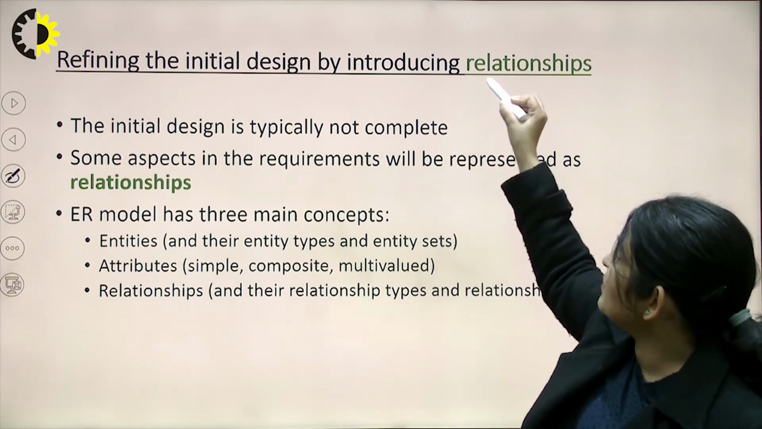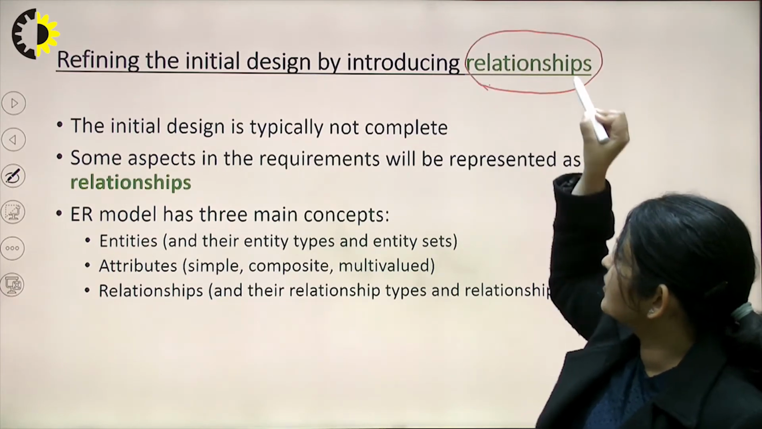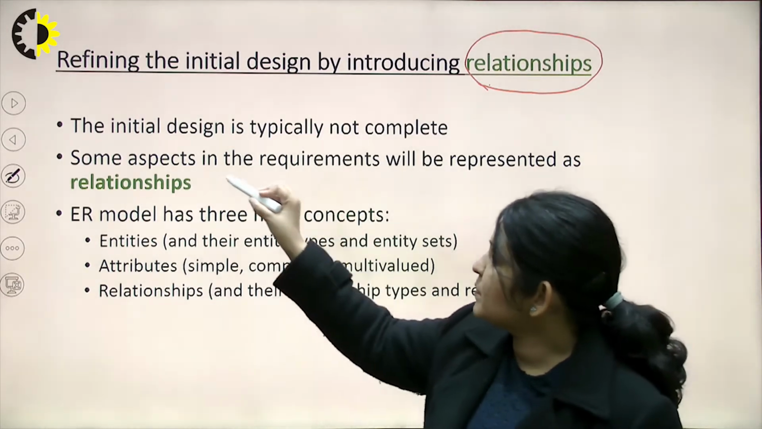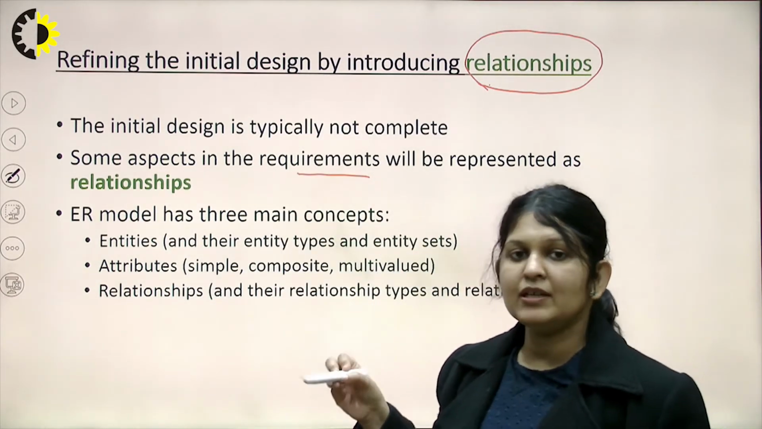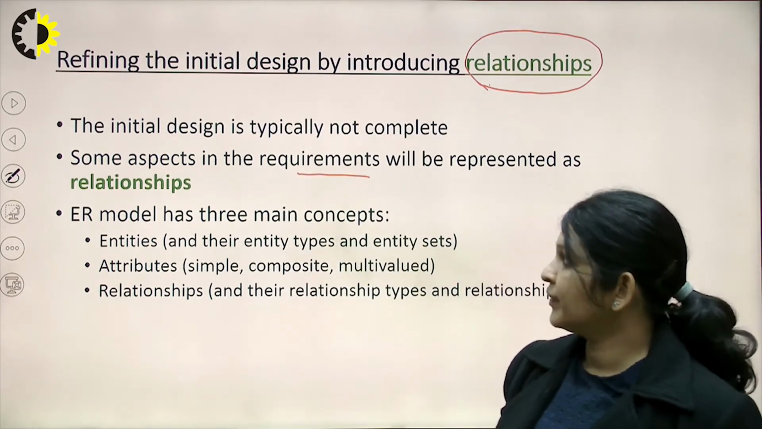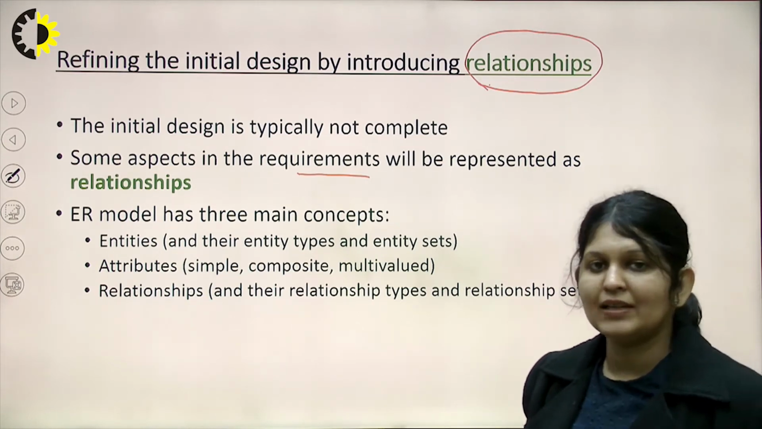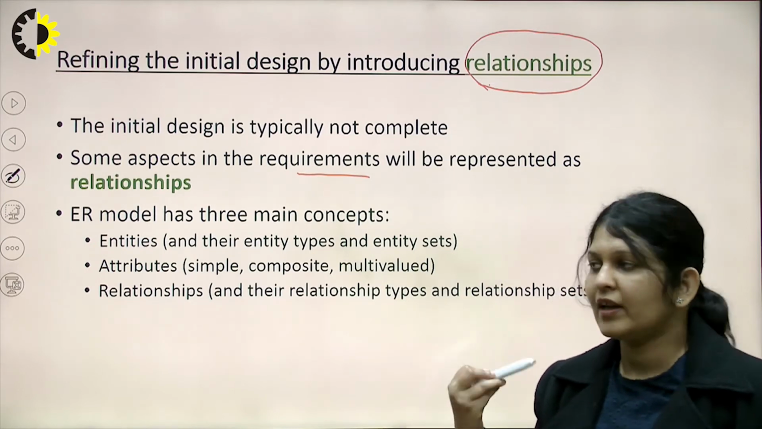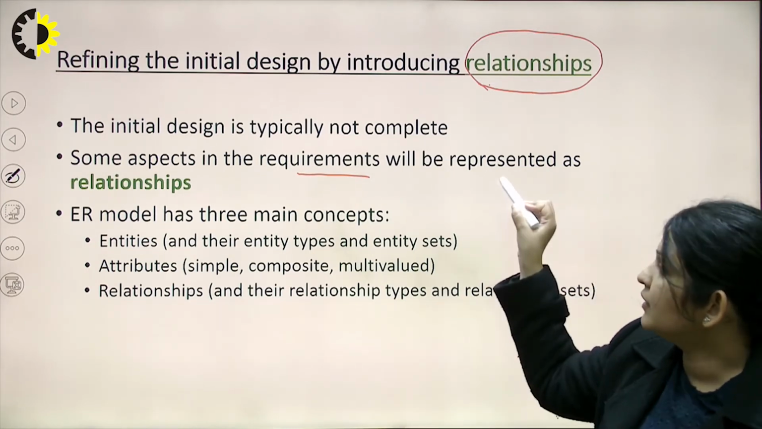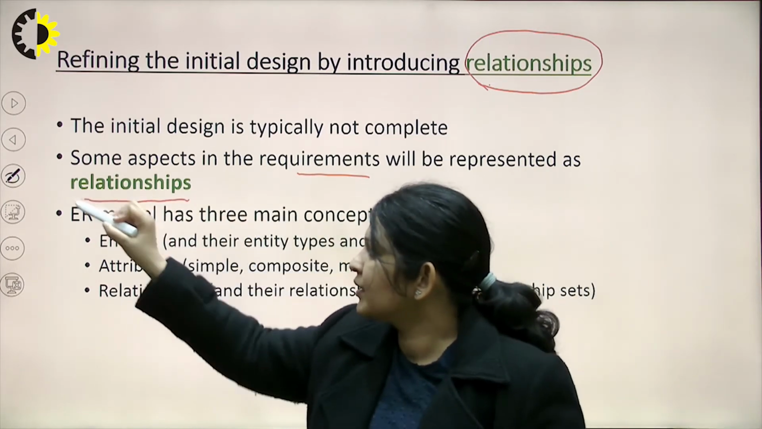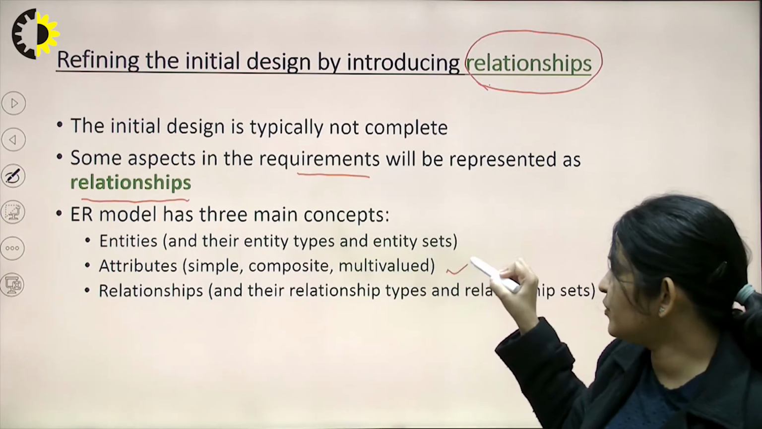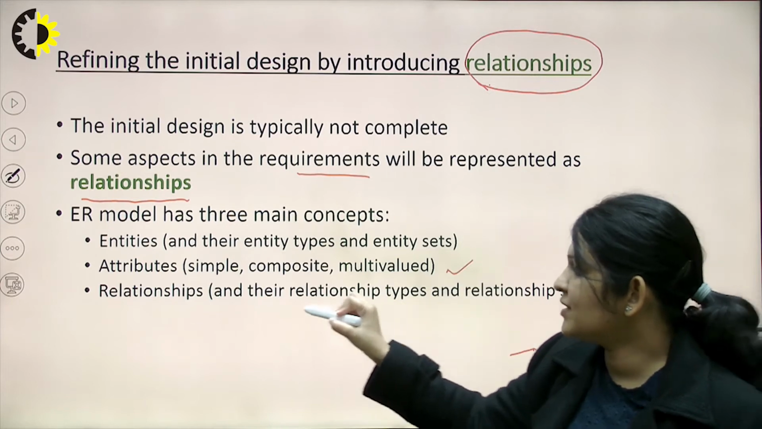So we refine it by introducing the relationships. So here, when a database designer is talking to the company for which they are designing the database, they take from the requirements whatever they are telling, and they find the relationships. In the ER model, as we have seen, the entities, attributes, and finally we have the relationships.